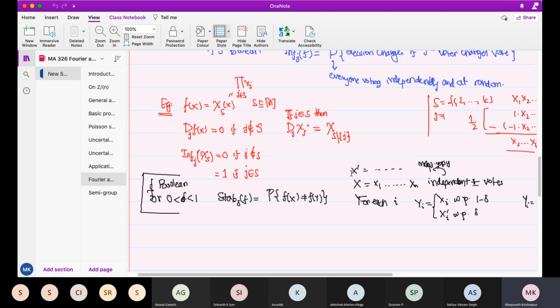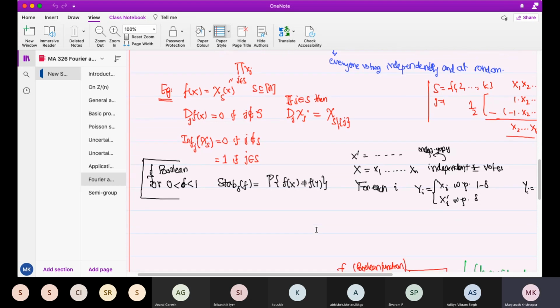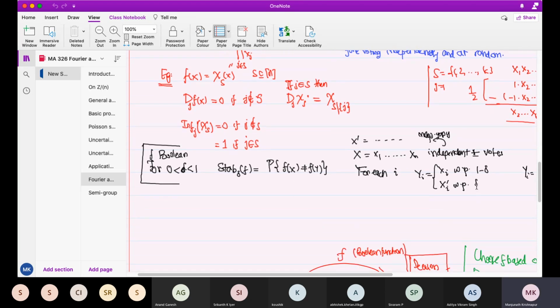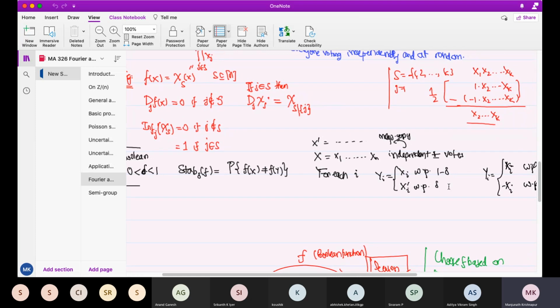If f of x is just x_1, that is, 1 is a dictator, then only that person has to change his or her vote. Of course, that happens with probability delta by 2. Whereas if it's the majority, then a sufficient number of voters have to change their vote in the right direction. That's when it will change, etc. So that's another measure of the stability of a function.